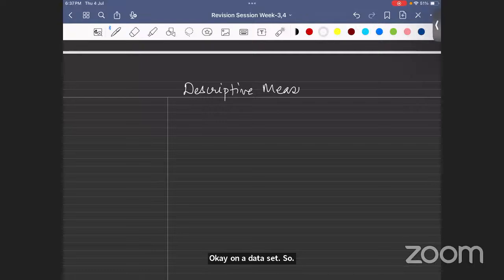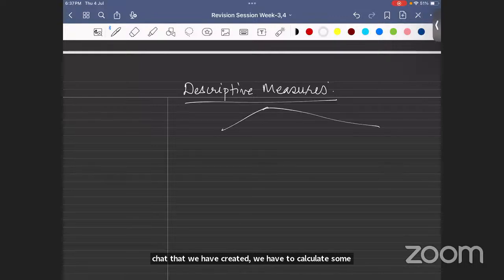Now we have to talk about the descriptive measures that we can take on the organized data points. For the data points or the chart that we have created, we have to calculate some things. The first thing that you have to calculate is the measure of central tendency.